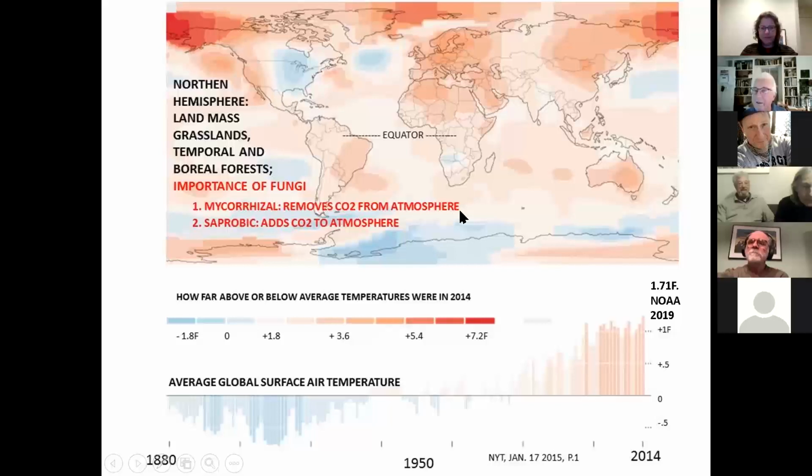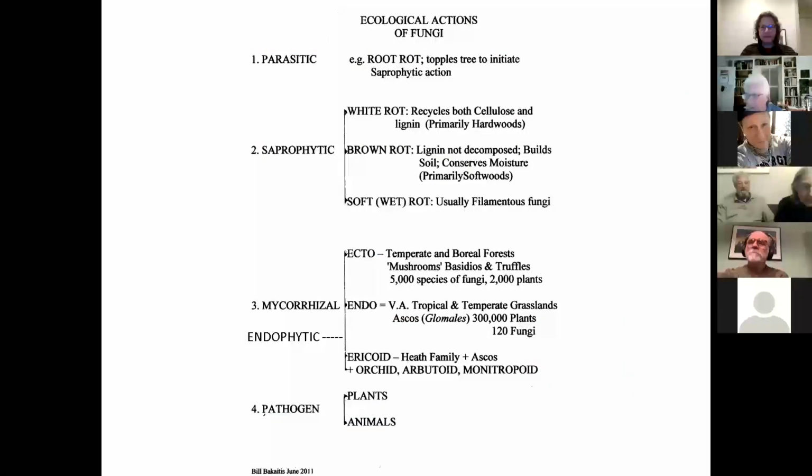Mycorrhizal fungi, essentially, help the plants grow, and so they remove the CO2 from the atmosphere. But the saprophytic fungi, because they degrade the carbonaceous material, they add CO2 to the atmosphere. So that's the importance of fungi overall, and we'll now look at that in more detail. I rearranged these functions here just a bit, just to make a story.